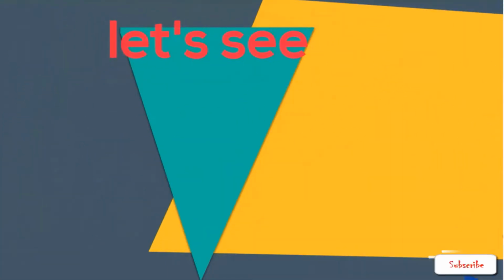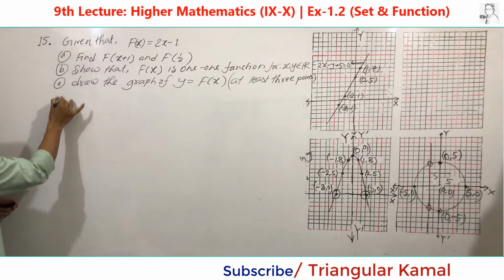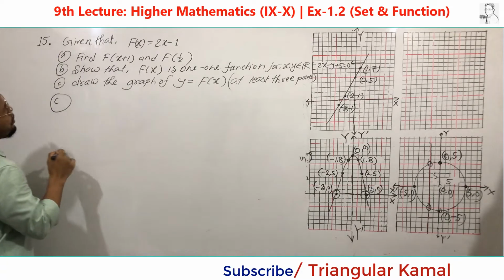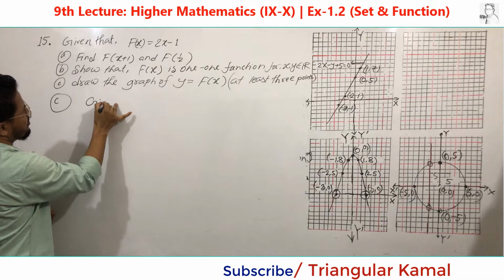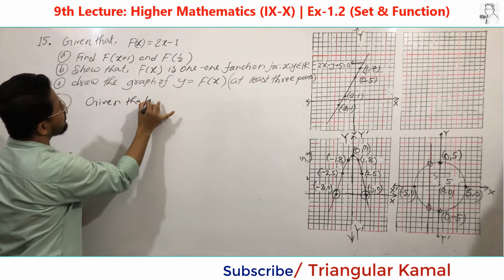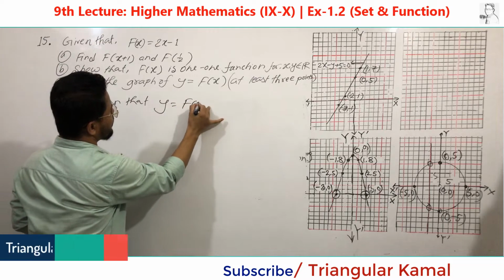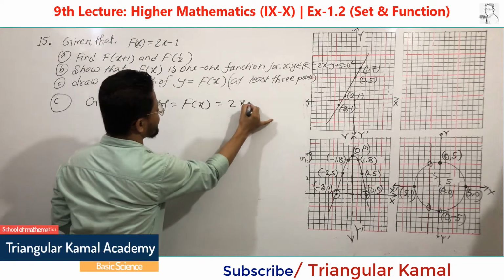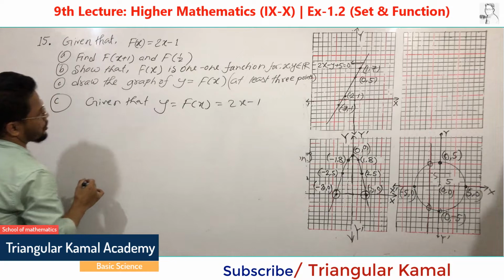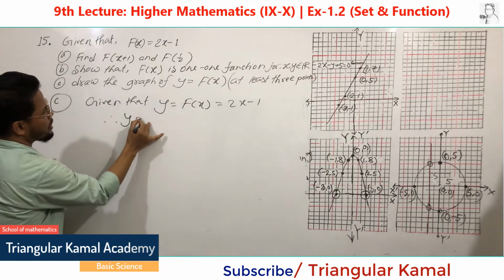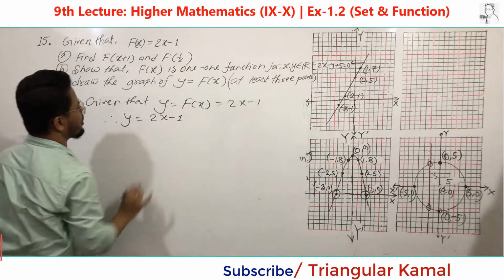Okay, dear students, question number C, solution. Given that y equals f of x equals twice x minus 1. So y equals twice x minus 1.